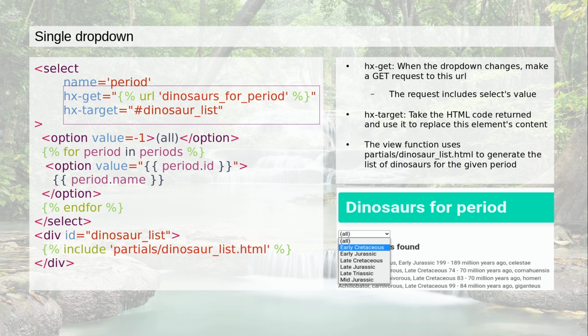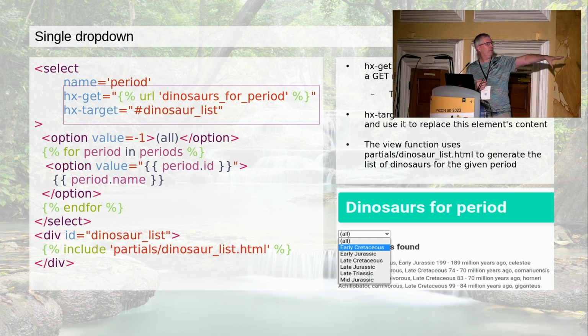So if you look at the very bottom, almost at the bottom, you see there's a div with the dinosaur list, with ID of dinosaur list. When we first create this page, that will show all the dinosaurs. And then when htmx kicks in, it will replace just the dinosaur list. So that's the basis of htmx.